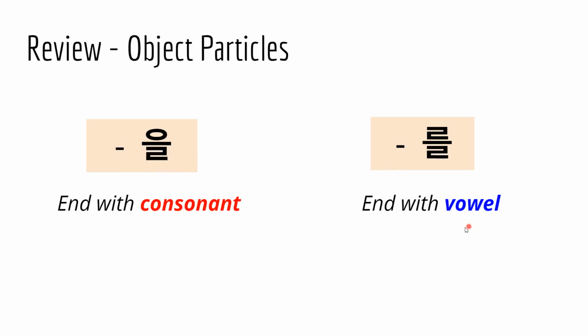And last lesson, we learned about object particles. They're attached after a noun, indicating that the preceding noun is an object of the verb. Subjective particles indicate the subject of a sentence, and these object particles indicate the objects of a sentence.